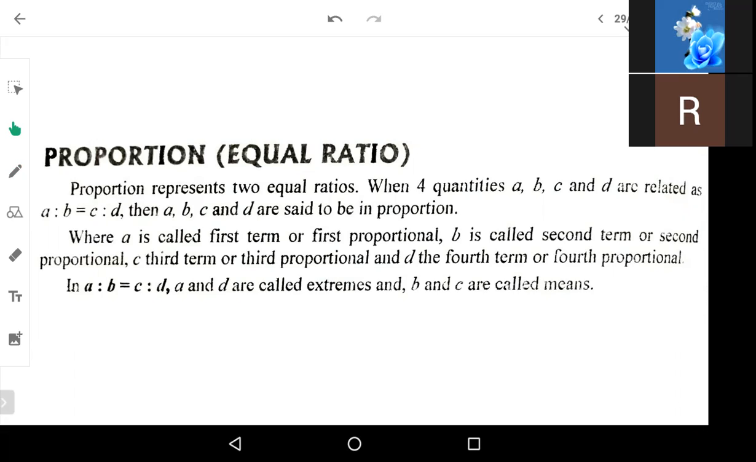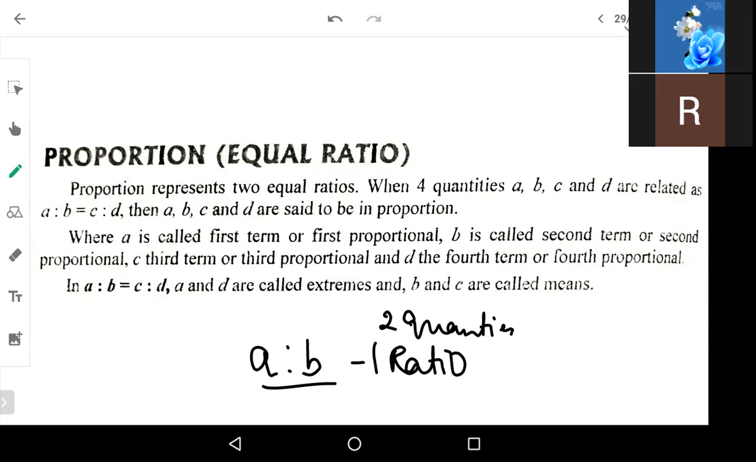Now we know what ratios are. When two quantities have the same unit and are of the same kind, and we compare those two, that is called a ratio. Now when you have two equal ratios, that is called a proportion. So a proportion represents two equal ratios. Now, one ratio is A is to B. In one ratio, you will have two quantities.